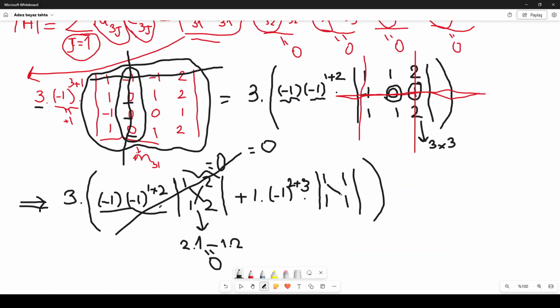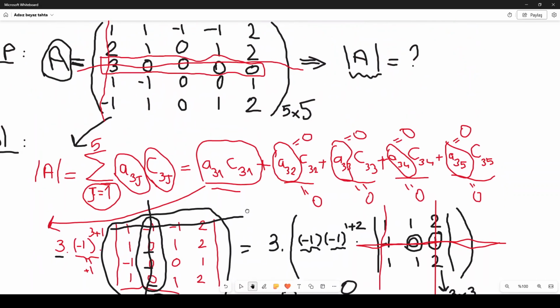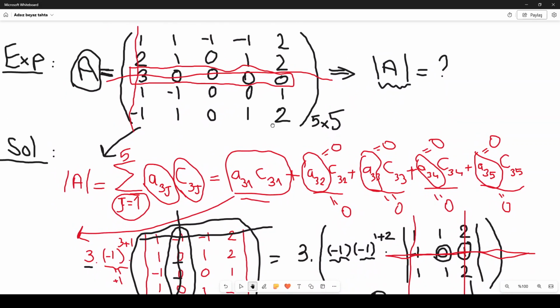And how about the other one? If you notice, this determinant is also equal to 0, right? This is 1 times 1 minus 1 times 1. So 1 minus 1 is equal to 0. And 0 times something else is again equal to 0. So this term is also 0. So 0 plus 0 is 0. And what is the result? 3 times 0 is equal to 0. And that's the end of our journey. Now we found the determinant. We obtained the value of the determinant, which is equal to 0 for this given matrix A.